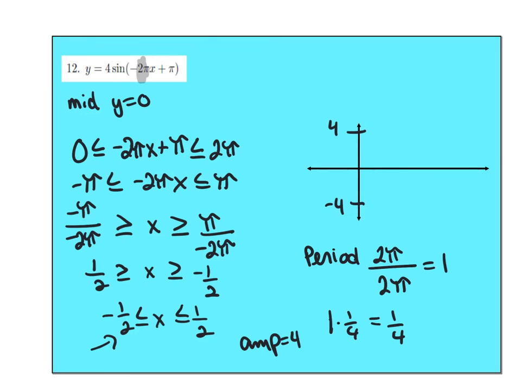Let's see, let's mark our increments. So we're going to start at negative 1/2, and I'm going by 1/4. So negative 1/4, 0, 1/4, 1/2, and that's what, according to this work over here, that's where I should start and stop. And it's sine, and it's not a vertical transformation, so I'm going to start on the midline, hit my maximum at negative 1/4, back to the midline, minimum, midline.